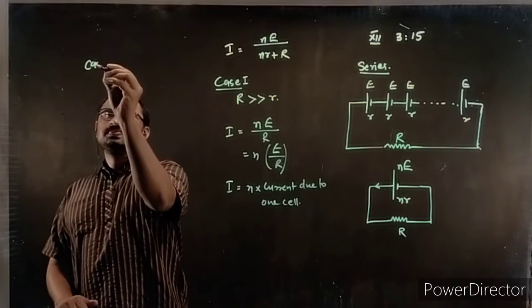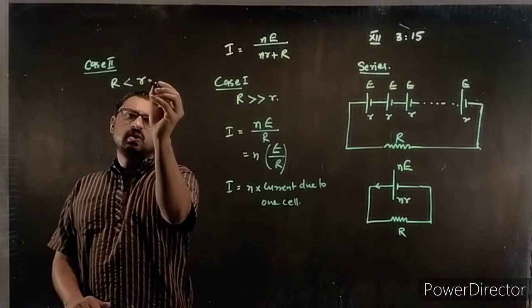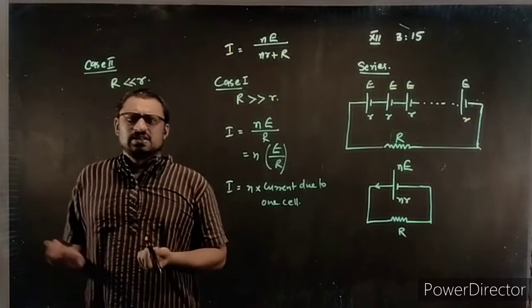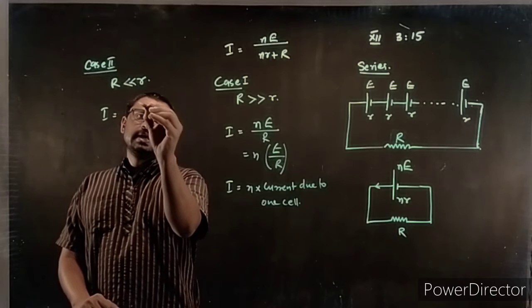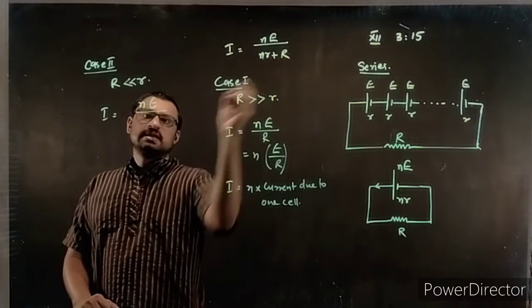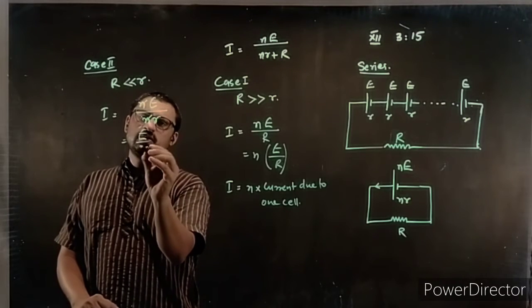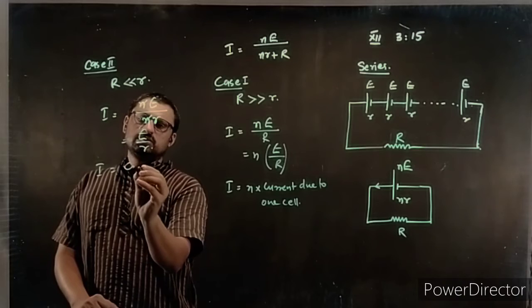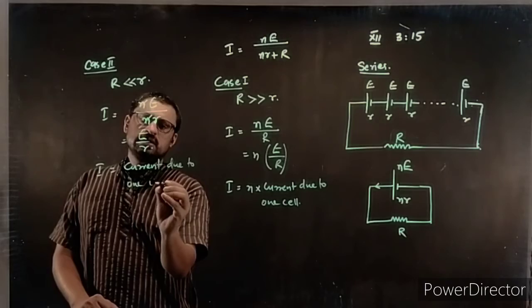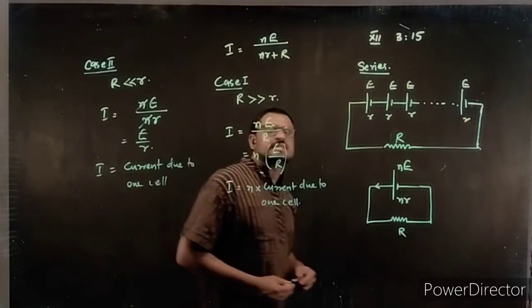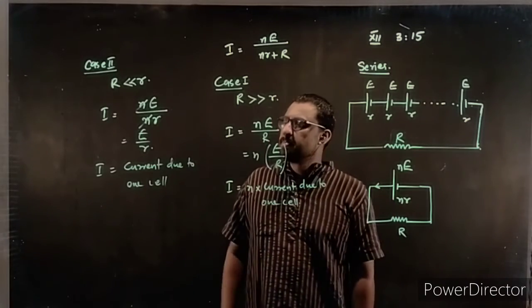Next is case 2. Suppose R is much less than small r. This situation is very rare. Anyway, if it happens, I equals nE by nr, neglecting R. The n and n cancel, so this equals E by r. So I is the current due to one cell. Even though you connected n cells, it is of no use; the current obtained is the current due to one cell only.